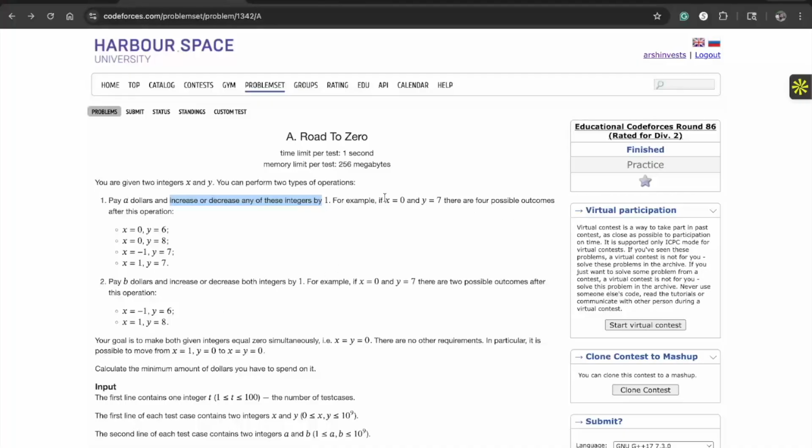For example, if x was 0 and y was 7, we could either have x 0, y 6 by decreasing y by 1, or x 0, y 8 by increasing y by 1, x -1, y 7 by decreasing x, and x 1, y 7 by increasing x by 1. This is the first operation that we can perform.